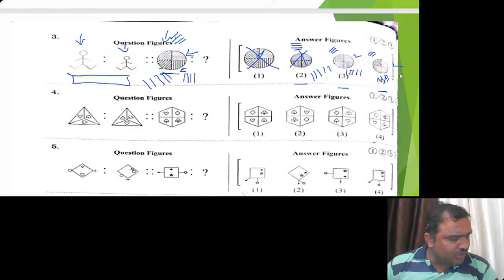Question number 3, not in 26 edition. Okay, good. Zoom. Okay, fine, no problem. If I zoom it, you won't be able to see it. That's why I'm not zooming it.